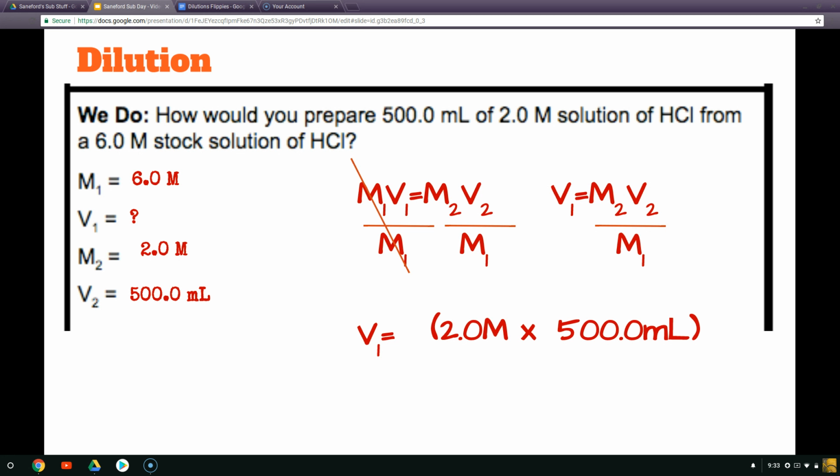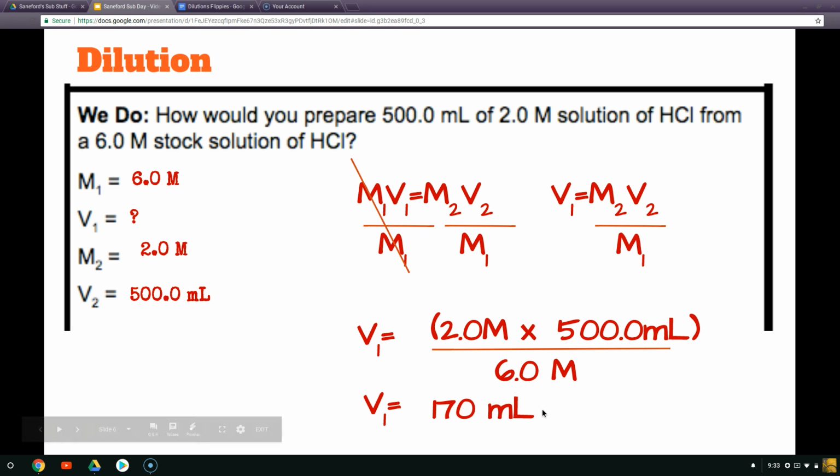The diluted volume is 500 milliliters, divided by the stock solution concentration, M1, which was 6 molar. Multiply first, then divide, and we get 170 milliliters. So this is telling us we need to take 170 milliliters of 6 molar HCl, and if we dilute it with water until it's 500 milliliters, it'll have a concentration of 2 molar.